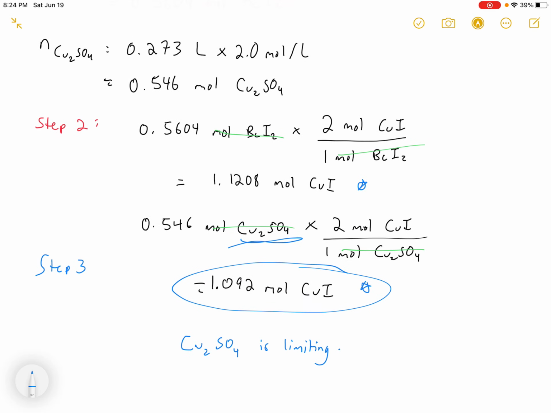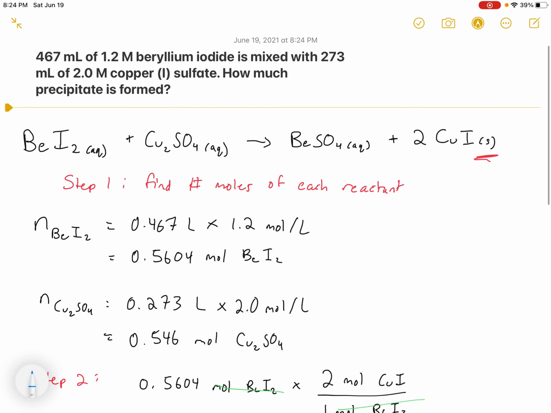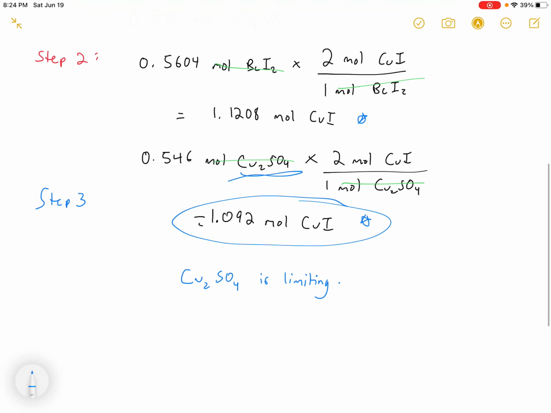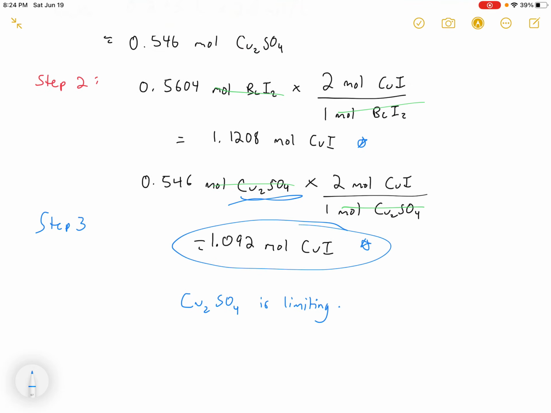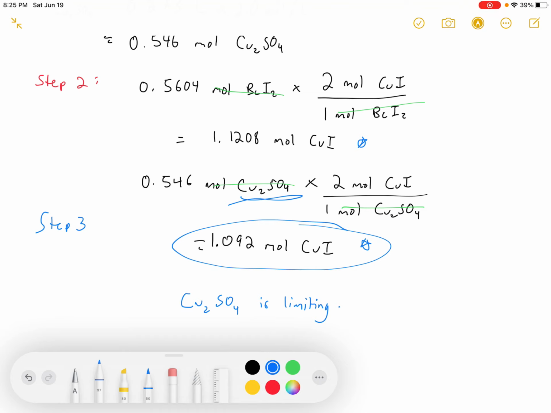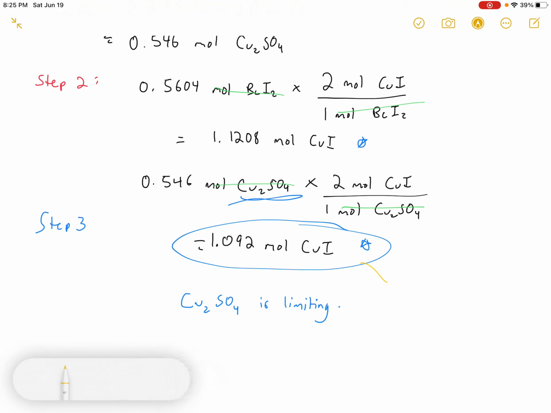So this is also kind of setting us up to nearly be done the question, because we want to know how much precipitate is formed. Now we've already been able to determine through our stoichiometry that the copper 1 sulfate will be limiting. Because we know that it's limiting, we know that theoretically it's going to run out first. What we've also been able to determine is our theoretical yield of the product, of the solid copper 1 iodide.